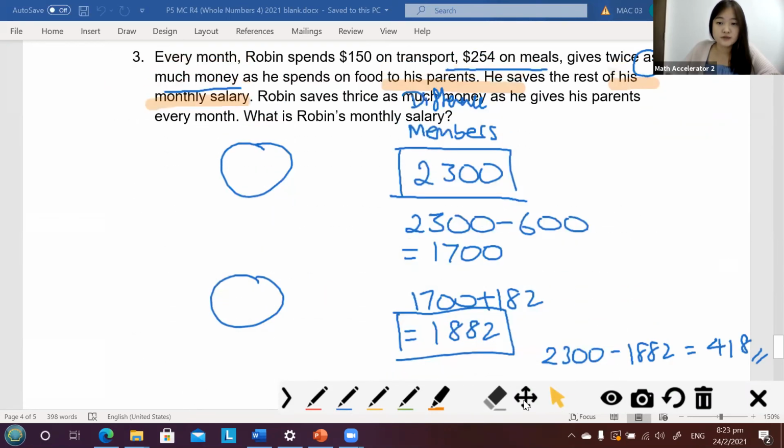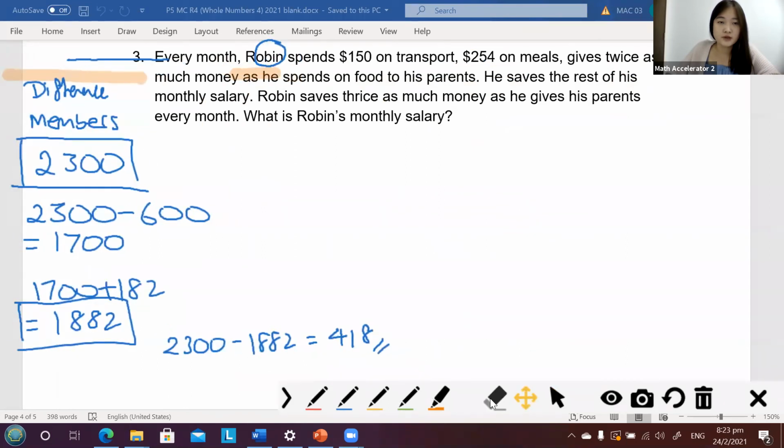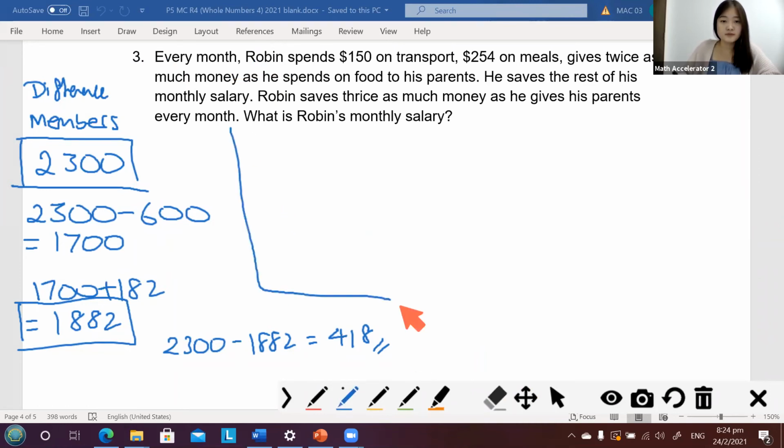Question 3. Okay, very wordy question, but we slowly work it out. It's actually not very difficult. Every month Robin spends $150 on transport, $254 on meals, and gives twice as much money as he spends on food to his parents.